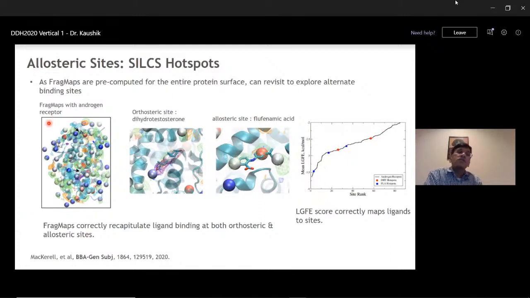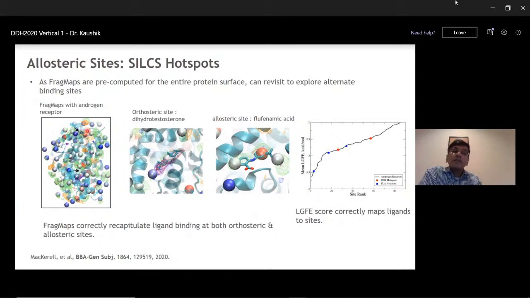And what I mean is this. So again, these frag maps are pre-computed already for the androgen receptor. So what you can do is split the frag map for the protein surface into subspaces, bring in a ligand of interest, in this case flufenamic acid and dihydrotestosterone, and see how each of those ligands rank order with respect to the LGFE in each of those subspaces, right? So that's what becomes your x-axis with respect to a site rank.